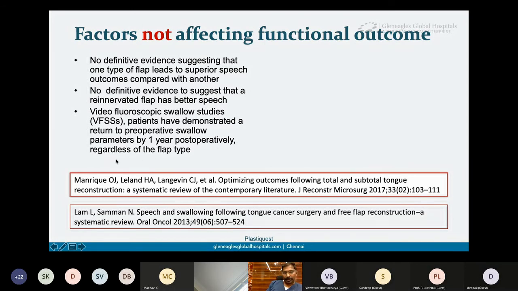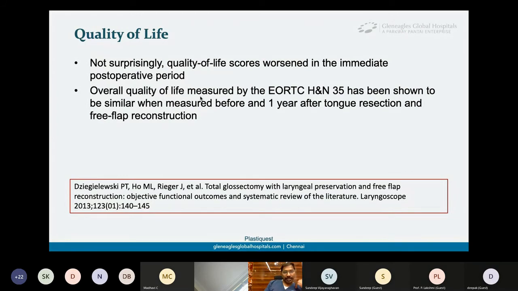This is again a little bit the same as what the first line says. Irrespective of the flap type, the result is going to be the same at 1 year post-op, and re-innervation is not going to improve the speech functionally, but it provides an added advantage of general sensation in the tongue. And quality of life reduces in the immediate post-operative period, but after 1 year, it usually almost reaches the pre-operative state if the reconstruction is good.